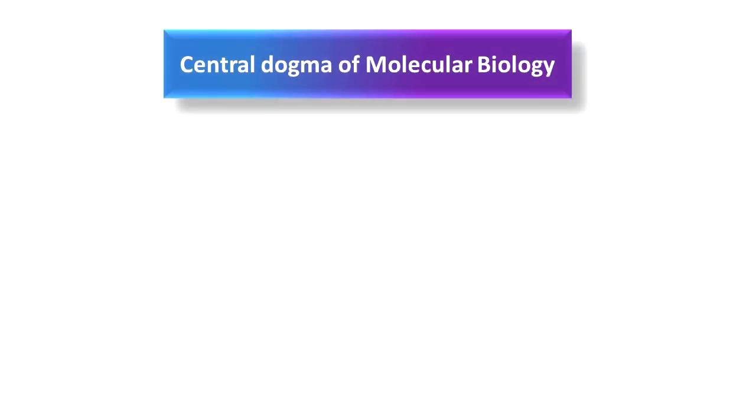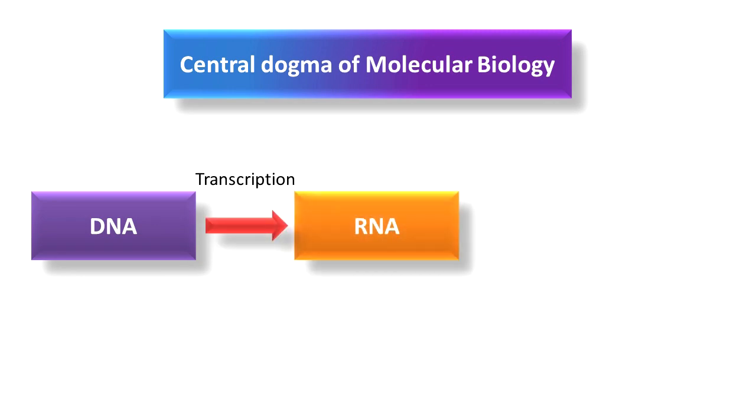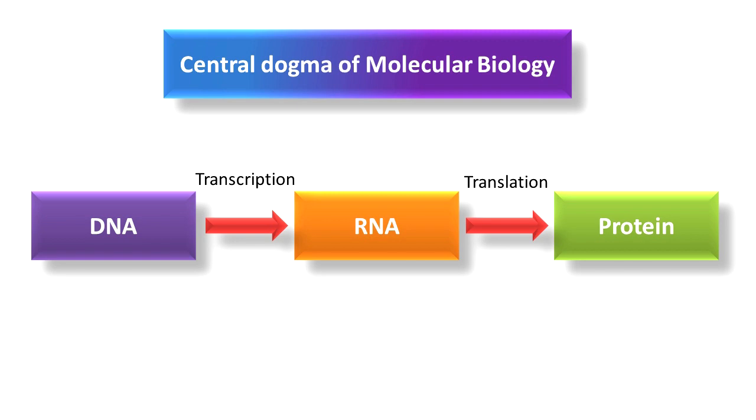As we know, the central dogma of molecular biology is about all the processes involved in the formation of protein from the DNA. Here you can observe that from the DNA, the formation of RNA takes place. That RNA may be rRNA, that is ribosomal RNA, messenger RNA, or tRNA. The process of formation of RNA from the DNA is called transcription. Further, this RNA undergoes translation and forms the final product, which is called the protein. All this is the central dogma of molecular biology.